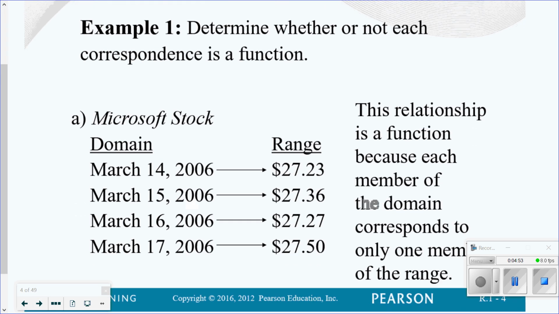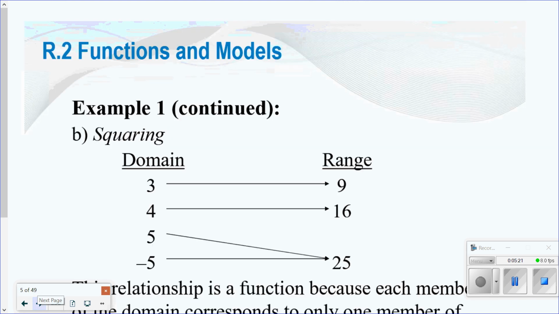All right, so these are examples of stocks. On a specific date, you have exactly one output, one value at the end of the day for that particular stock. And you'll notice each date only has one value. Okay, so we're saying every time we put a number in, we only get one answer out. We're not getting two answers out. Let's look at more examples though.